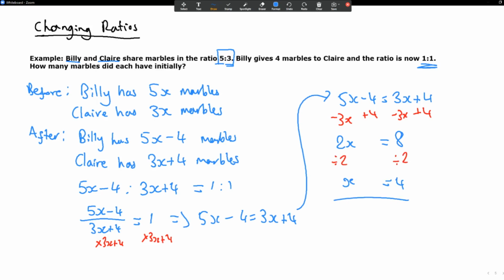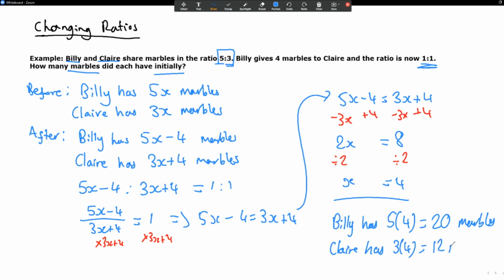But remember, it's asking for the amount of marbles they had initially, so before. So all we really need to do is substitute x back into these initial values. So Billy has 5 times 4 are 20 marbles, whereas Claire has 3 times 4 are 12 marbles. Those are your answers. Now that's probably one of the hardest ratio questions you're going to get. So if you can do that, you can do it all, really.